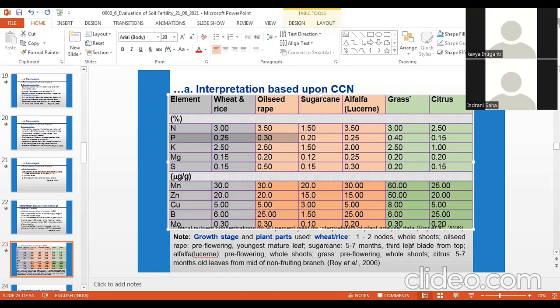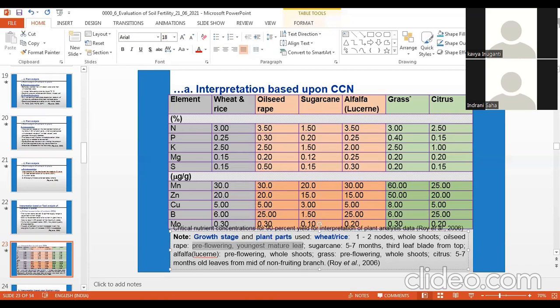where oil seed rape was at the pre-flowering stage, and you can see here. So in oil seed rape, phosphorus concentration was 0.3% at pre-flowering stage, and the youngest mature leaf was taken. So this is how you can interpret the critical concentration.